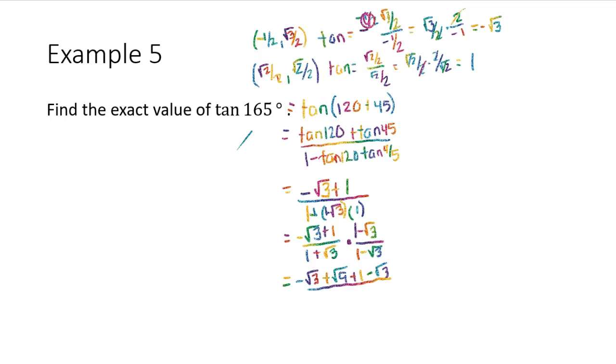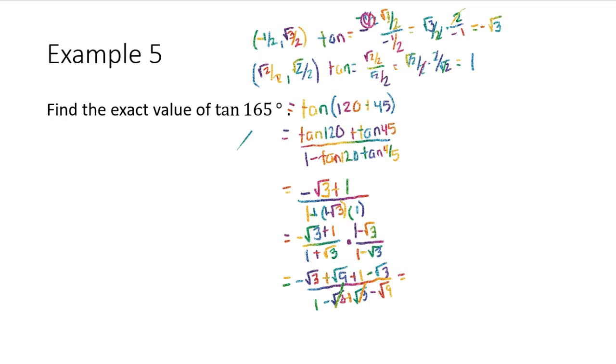In the denominator, 1 times 1 is 1. 1 times the negative square root of 3 is negative square root of 3. Positive square root of 3 times 1 is going to give me a positive square root of 3. And the positive square root of 3 times the negative square root of 3 is going to give me a negative square root of 9. In the denominator, I can see my square roots of 3 are going to cancel each other out.